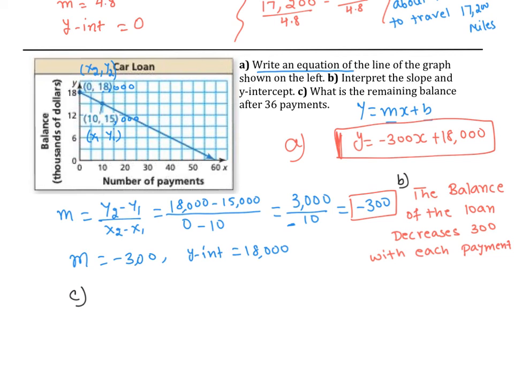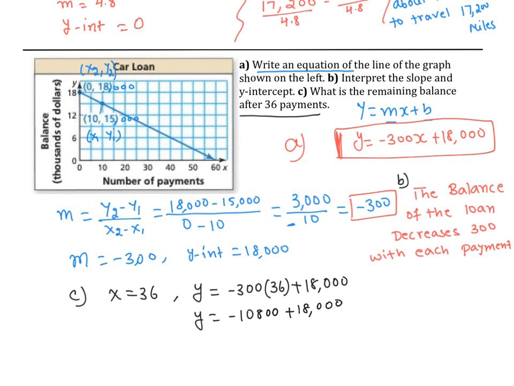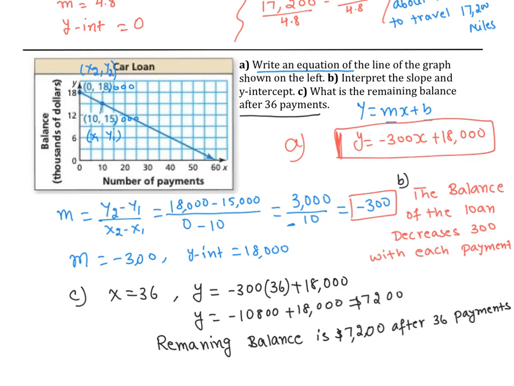Now letter C is to find the remaining balance after 36 payments. If x equals 36, the equation is negative 300 times 36 plus 18,000. You multiply 300 by 36 and you get negative 10,800, plus 18,000, and that's going to be 7,200. So the remaining balance would be 7,200 after 36 payments.